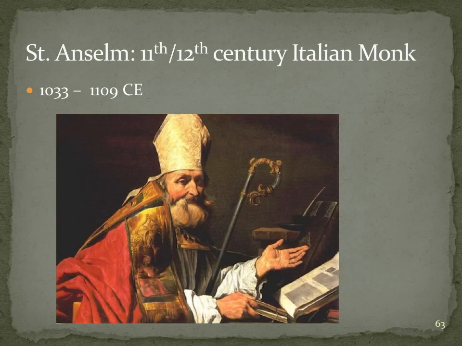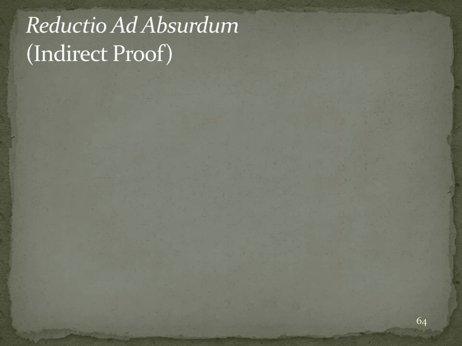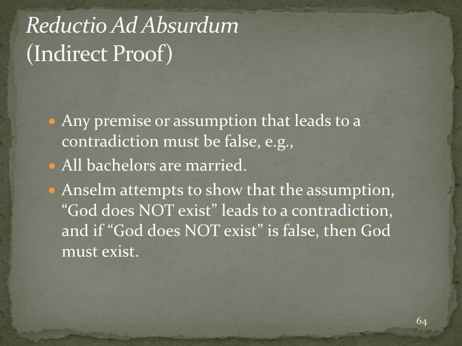St. Anselm lived in the 11th and 12th century. He was an Italian monk. There are his birth and death dates, and here's a painting of what Anselm might have looked like. The argument style of Anselm is a little bit different than the style of most arguments. It's not direct, it's indirect, and that's why it's called an indirect proof. Or if you want to use an older Latin phrase, it's a reductio ad absurdum. It is a reduction to absurdity.